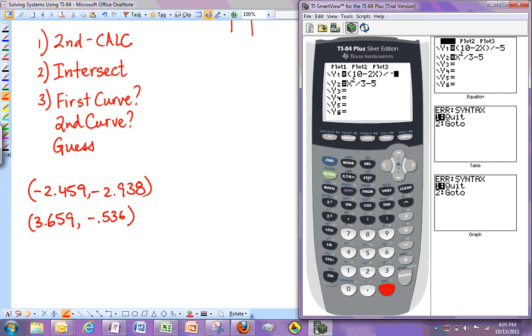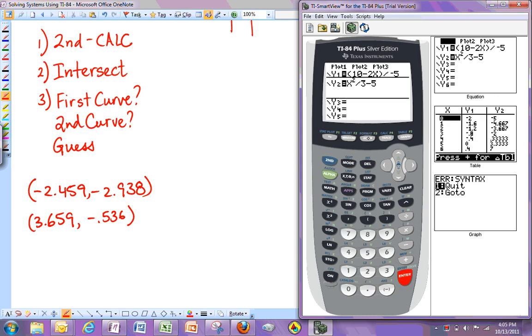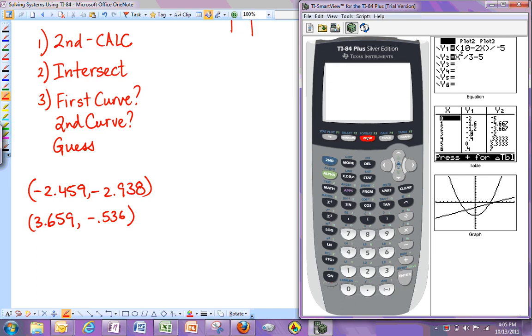If you're having a window that doesn't show up very well for some reason, then what you want to do is go to zoom. For now, eventually we'll figure out better ways of doing this, but go to zoom and find zoom 6, the standard window, and it'll always get you back to 10 on the top, negative 10 on the bottom, negative 10 over here, 10 over there. Okay? Hope that helps.